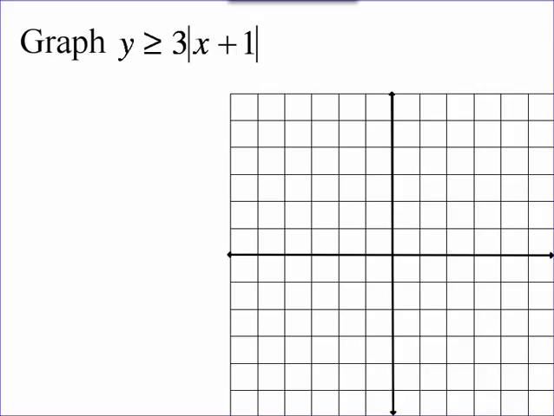How do you put it in? What you're going to do is do 3 first. So, if some of you are struggling with how to put it in, it's just going to be y equals 3 abs x plus 1. Why do you put the 3 before that? Because it's 3 times the absolute value.